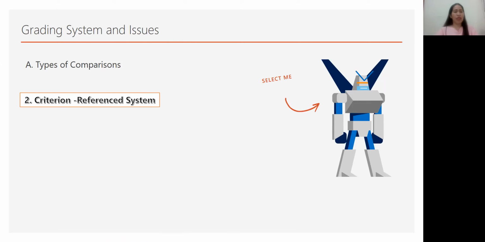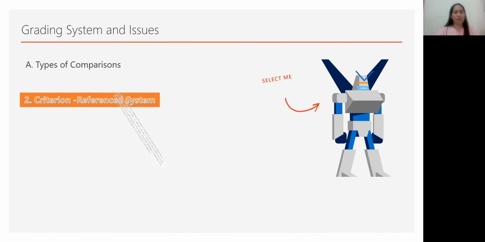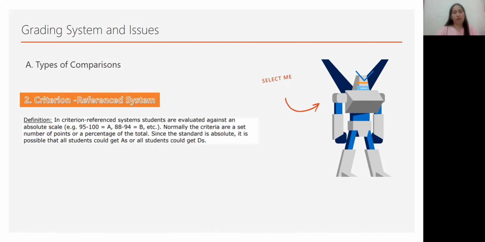So the second type of comparison is the criterion reference system. In criterion reference systems, students are evaluated on an absolute scale, for example 95 to 100 or 88 to 94. So 95 to 100 is equal to A, so they can get A. 88 to 94 is equal to B. Normally the criteria are a set number of points or a percentage of the total.